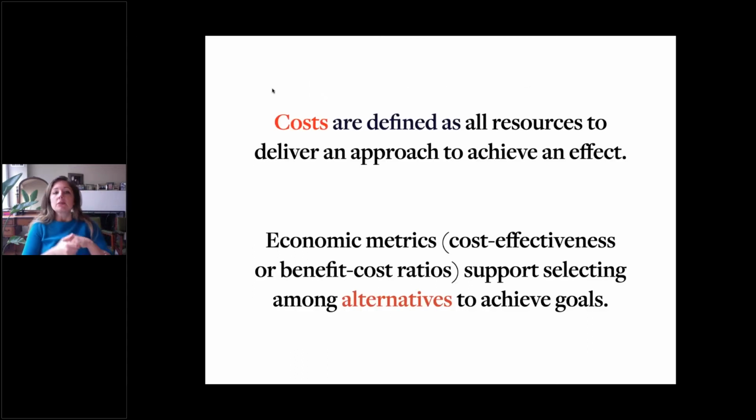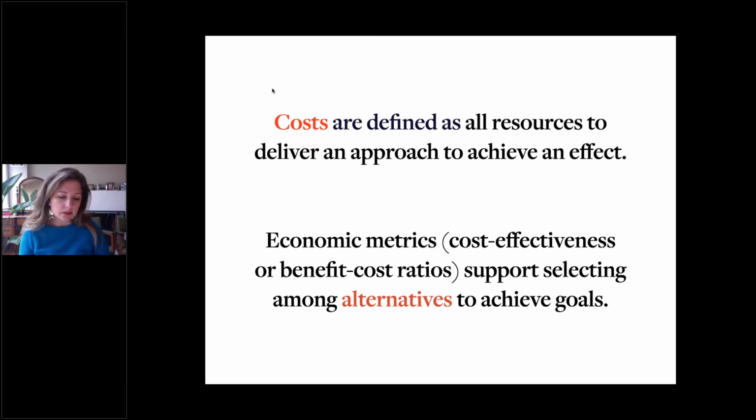Okay, so when we talk about costs, we're talking about costs in terms of all resources to deliver an approach to achieve an effect. This allows us then to put costs and effects together in a couple of different economic metrics. So one is a cost effectiveness ratio, where we have the cost to produce an effect. And then the other is a benefit cost ratio, where we take those effects, we monetize them into economic benefits, and we're able to look at benefits and costs together. These two ratios support selecting among alternatives.